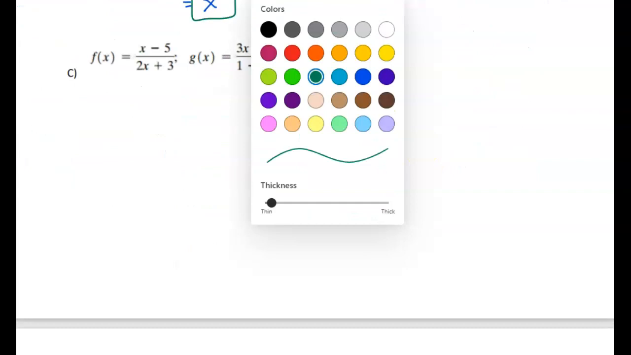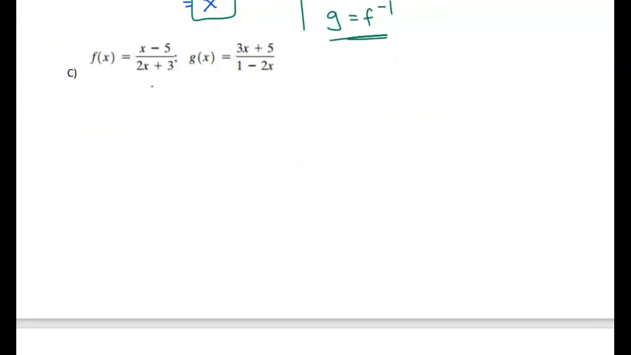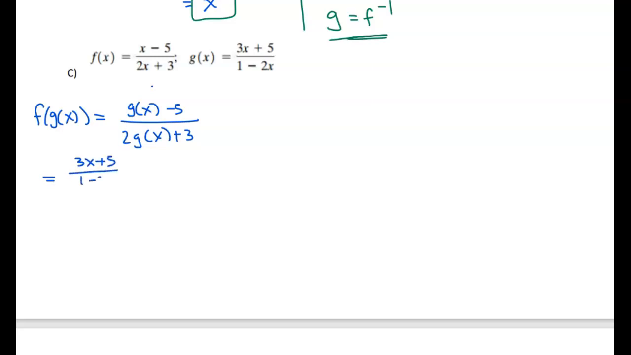Alright, let's look at part C. Same deal, we're trying to figure out if they're inverses of each other. So f of g of x is x minus 5 over 2x plus 3. The x gets replaced by g of x, and this x gets replaced by g of x. Alright, so g of x is 3x plus 5 over 1 minus 2x. So 2 times g is 2 times (3x plus 5) over (1 minus 2x), plus 3. We've got to simplify this.